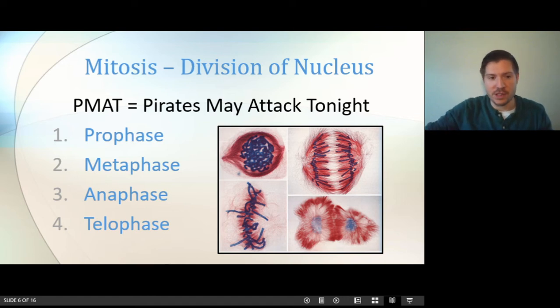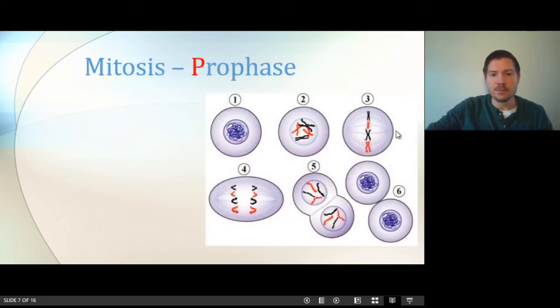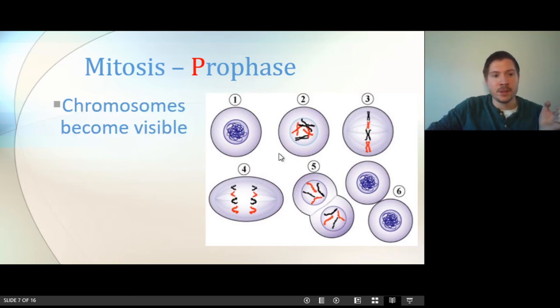One way to remember this is the acronym PMAT, and if it helps, you can make it a mnemonic with Pirates May Attack Tonight. But those are the 4 stages: prophase, metaphase, anaphase, telophase. Pro, meta, ana, tela. So we're going to go through those, each one briefly. Starting with prophase here, some of the things that happen in prophase.